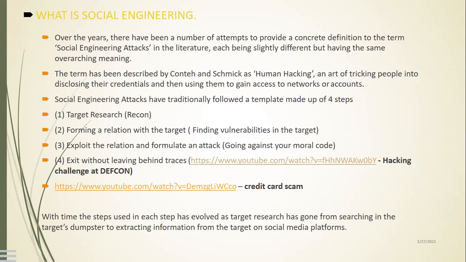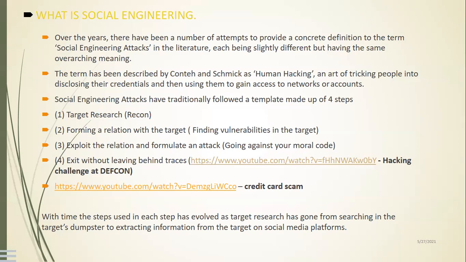So what is social engineering? Over the years, there have been a number of attempts to provide a concrete definition of the term social engineering attacks in literature. It wasn't really properly defined. But according to Conte and Schmick, and I also put sources in my presentation in case anyone wants to borrow, they define human hacking as an art of tricking people into disclosing their credentials and then using them to gain access to networks or accounts. That is the best explanation, and I also agree with it.